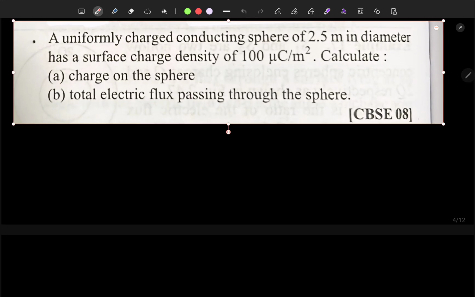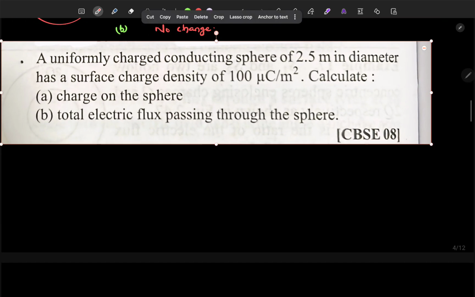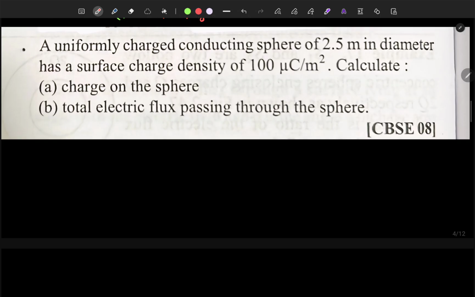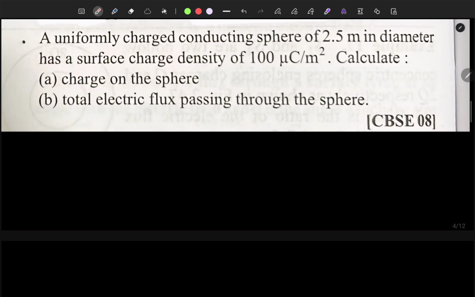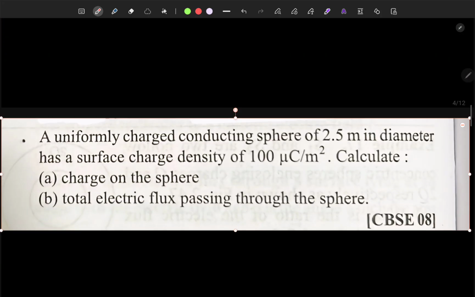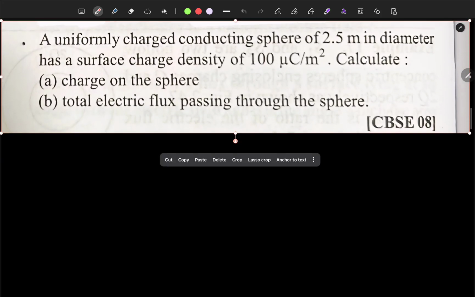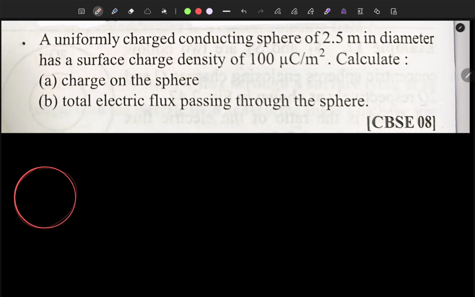Next. So our next question is: a uniformly charged conducting sphere of diameter 2.5 meter has a surface charge density of 100 microcoulomb per meter square. So as per our next question, this is our question.